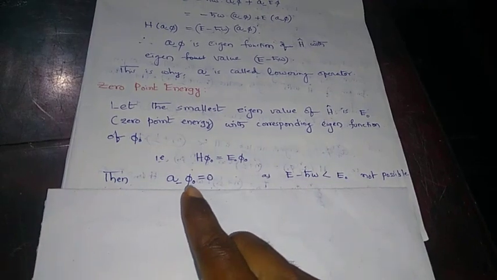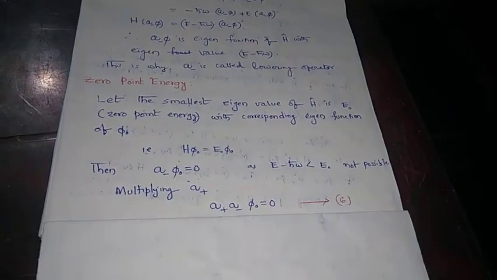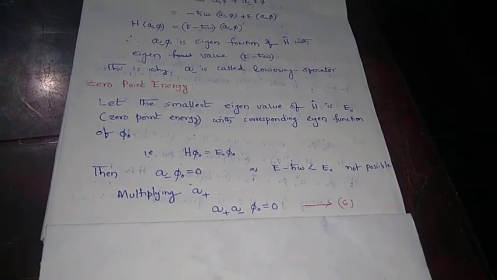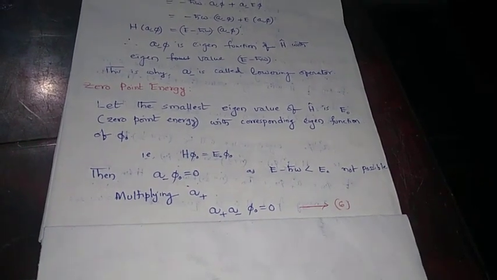So the answer will be 0 for that. That means if you take a minus into phi naught, it should be equal to 0. And if you multiply that with a plus operator on both sides, we'll get this as equation number 6. The equation number 2, which we had for the h operator, can be inverted for a plus into a minus. So we'll get this expression here, and if you substitute that in the earlier equation, then we can get this operating on phi naught.